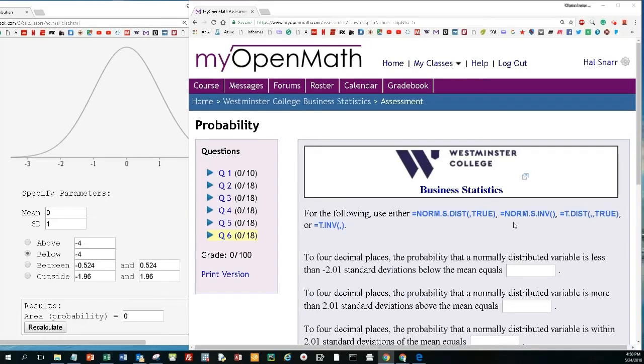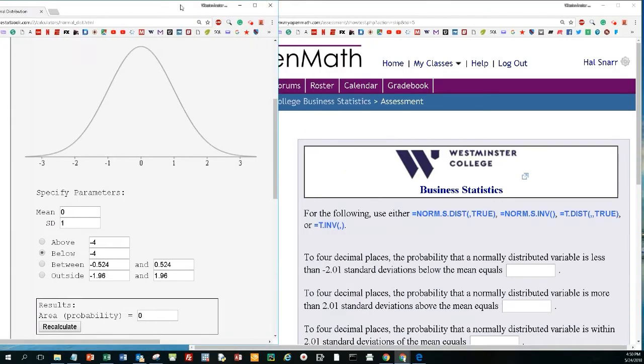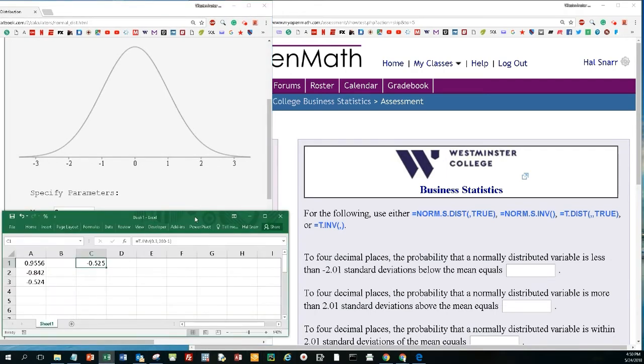In this question on MyOpenMath, we're going to calculate probabilities from a normal distribution and a t-distribution. And then we're also going to calculate values, what are called z-values, given probability using the normal distribution and the t-distribution. To help illustrate that, we're going to use this website, onlinestatbook.com. It's really cool to help us with this. And of course, we're going to use Excel because this course is intended to help you do business statistics in Excel.